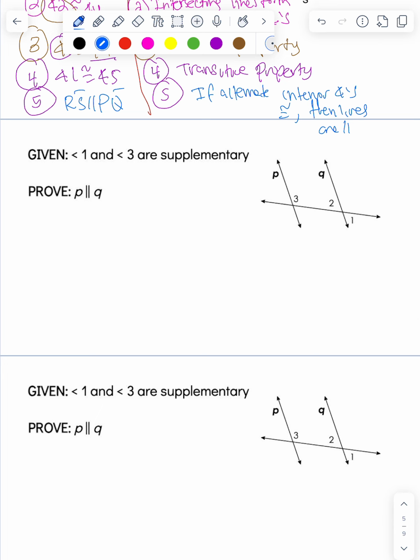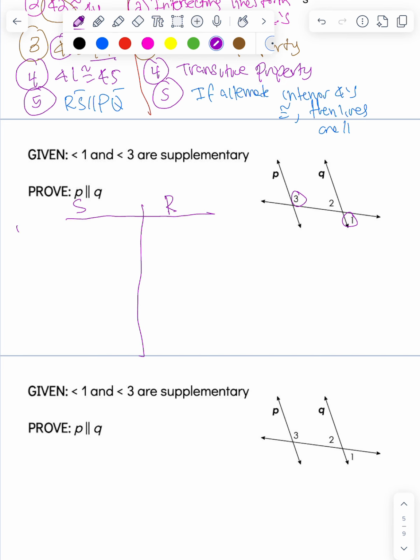Here we're told that angle 1 and angle 3 are supplementary to each other. So angle 1 and angle 3 are supplementary. And our goal is to prove that P is parallel to Q, that line P is parallel to line Q. So angle 1 and angle 2 are vertical angles. So I'm going to put that down into my proof.